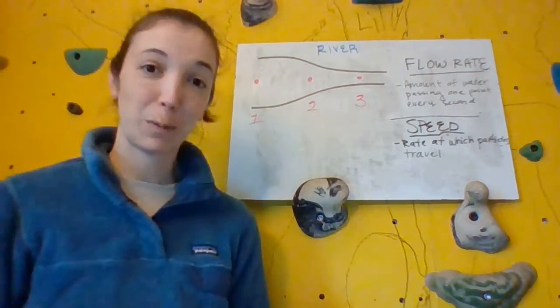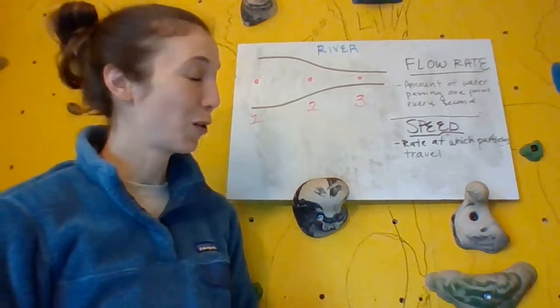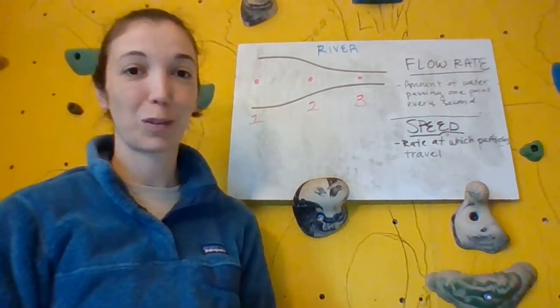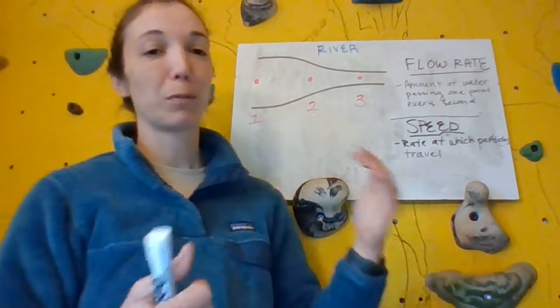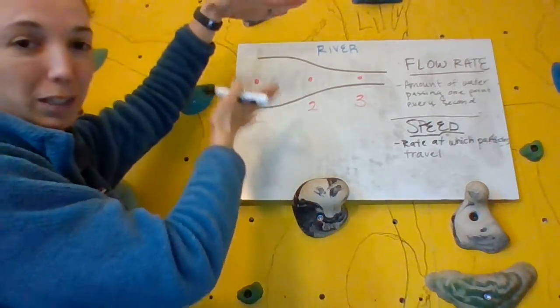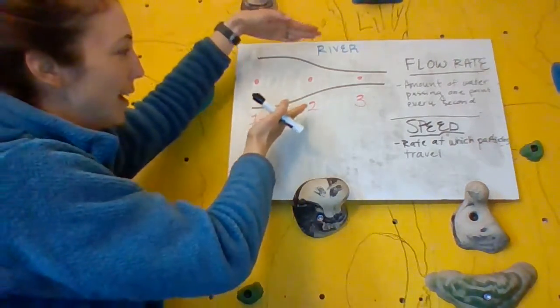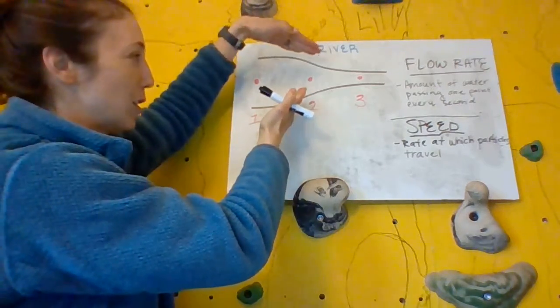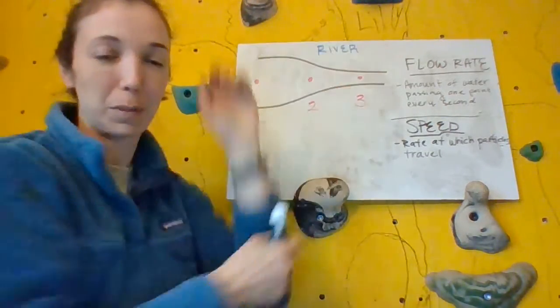We're going to be talking about the difference between flow rate and speed. For an analogy on this, we're going to use a river. Let's say that we have a river. It's a constant depth everywhere. It starts off here at position 1 where it's nice and wide, and then it starts to get narrower here at position 2, and then it gets super narrow there at position 3.